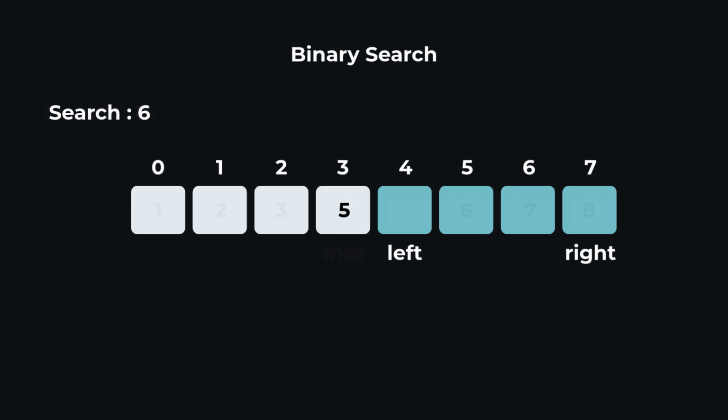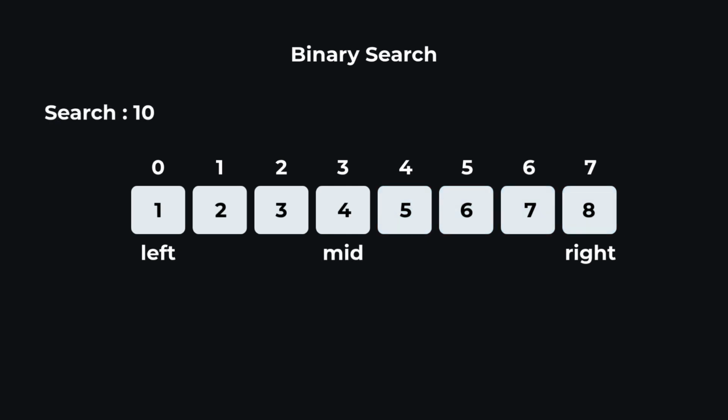Each comparison removes half of the unnecessary data, which makes the algorithm extremely fast. It only takes around 10 steps to search through 1,000 elements. We keep repeating this process until we find the value, or until left becomes greater than right, meaning the value isn't in the array. In short, binary search follows 3 main steps. Split the array in half, compare the middle element, and eliminate the half that doesn't contain the target.